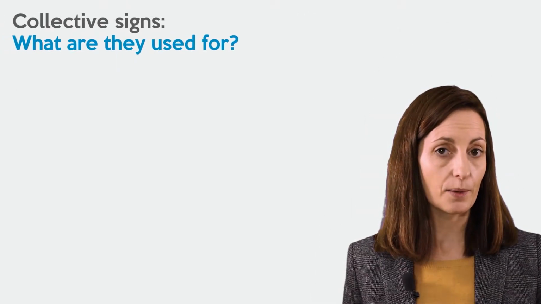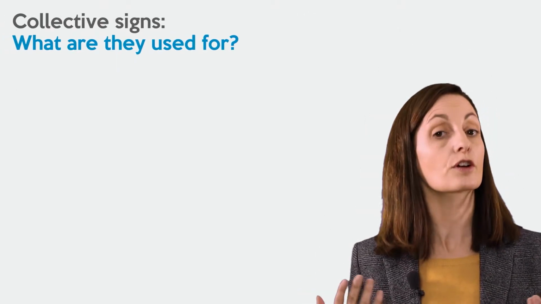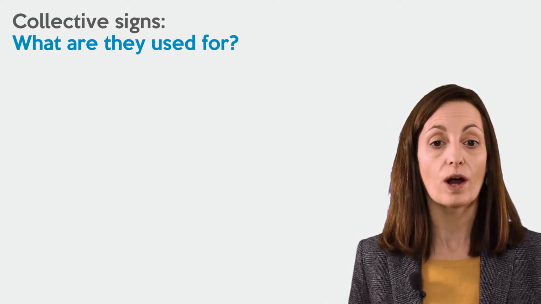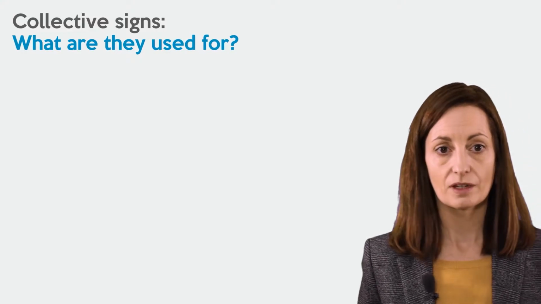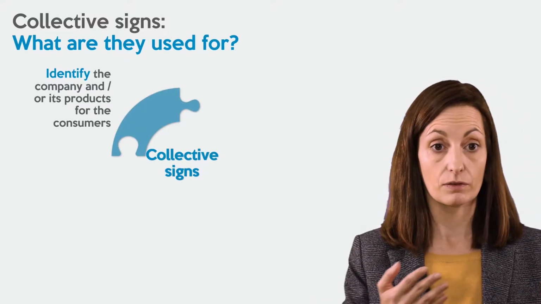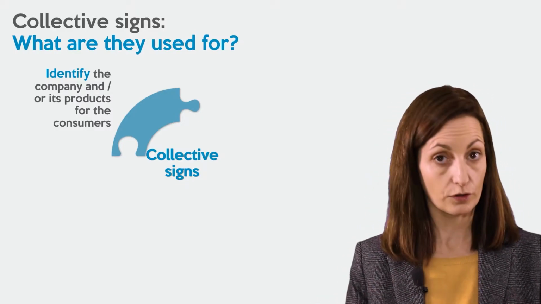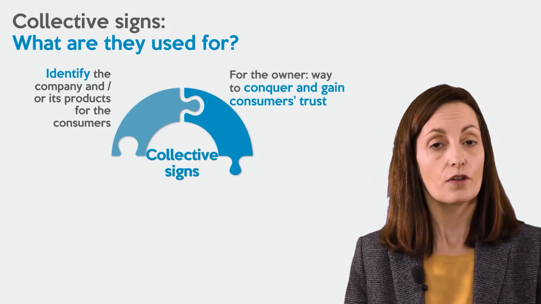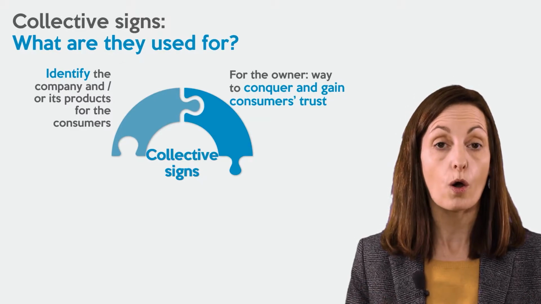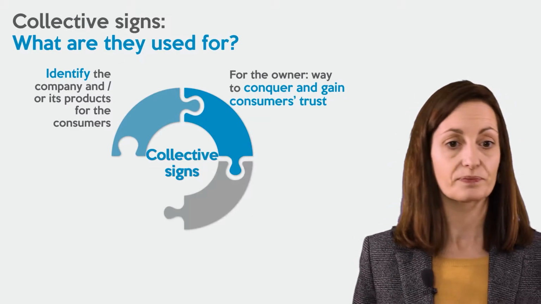Origin-linked products are based on a philosophy of collective approach. So we will use collective signs. What are they used for? First of all, these collective signs will identify the company or the products for the consumers. For the owner of this collective right, it will be a way to conquer or gain consumer trust.